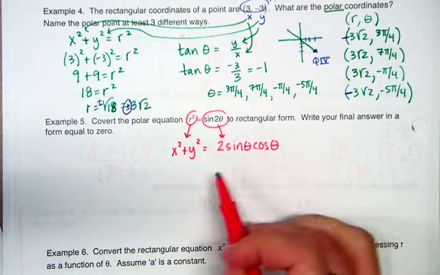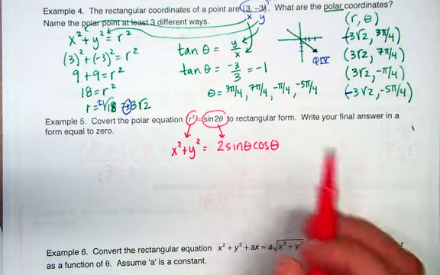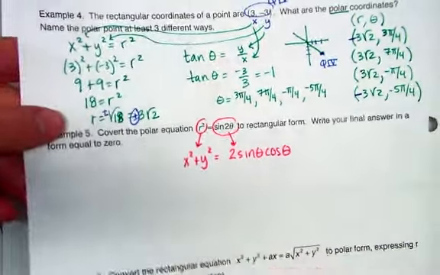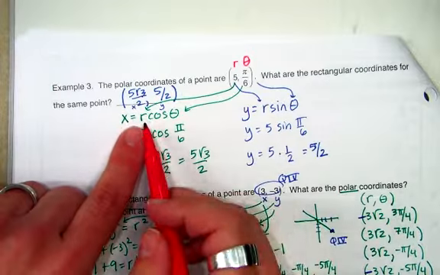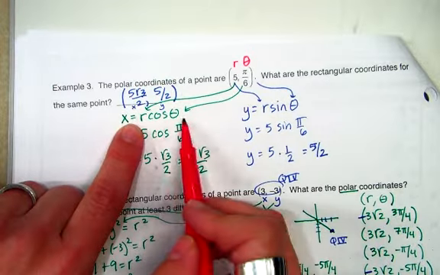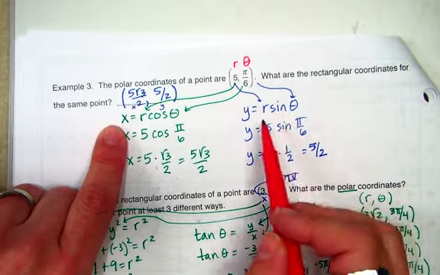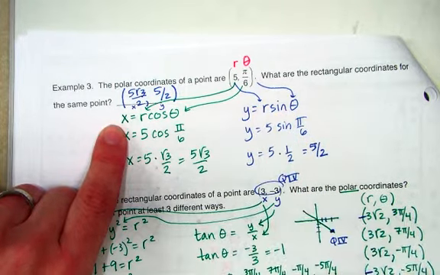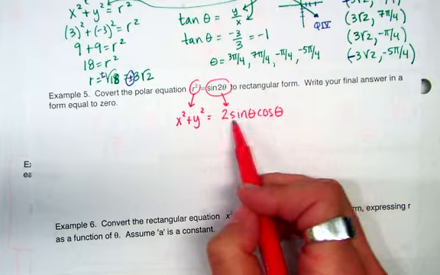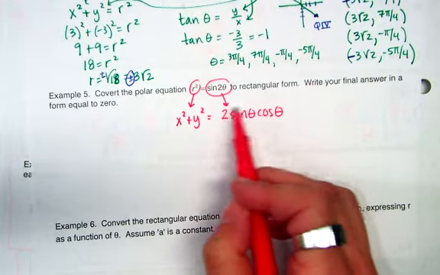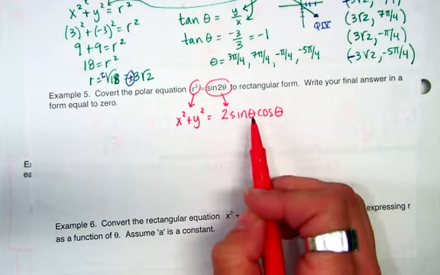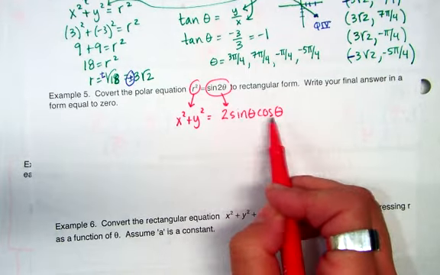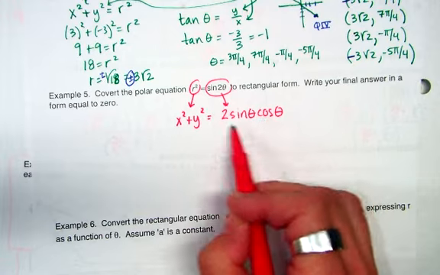I'm thinking, what should I do? Well, I do know if we go back up here, we had these formulas: r cosine theta was equal to x, and r sine theta was equal to y. So I want to try and get an r sine theta and an r cosine theta. Now notice I'm missing the r's in here, but if I could get a little r in here and a little r in here, then I could replace those with x and y.